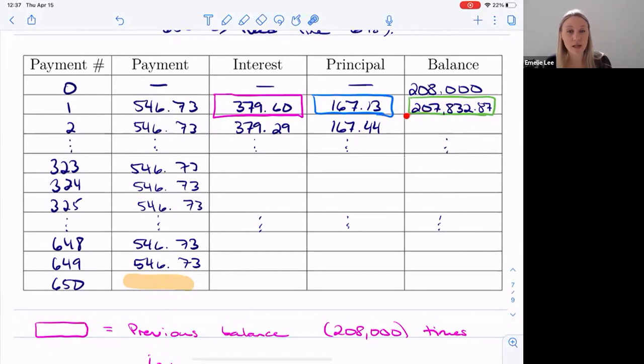Now, my new balance is the previous balance minus the principal. So 207,832.87 minus 167.44. I'm always in pointer mode. 207,665.43.